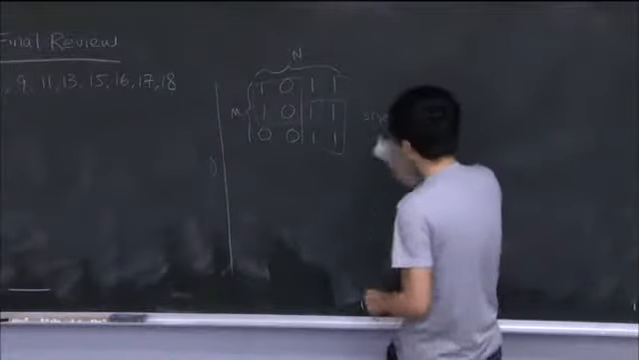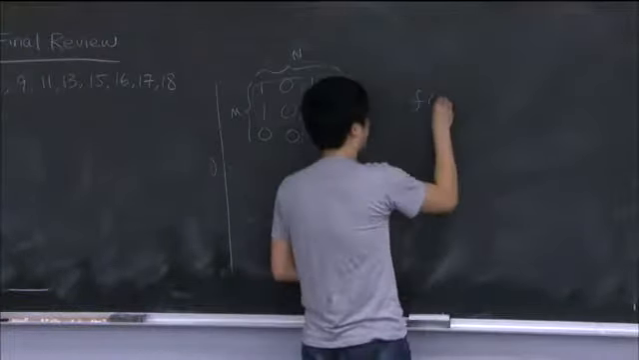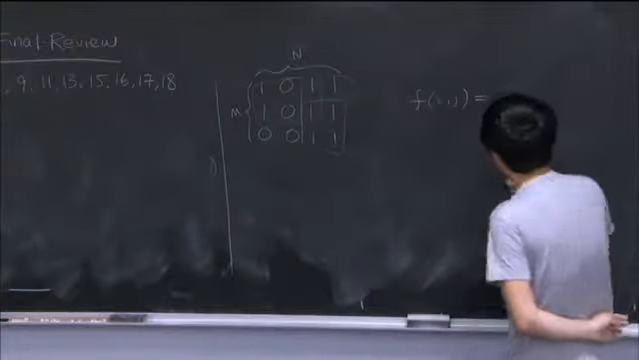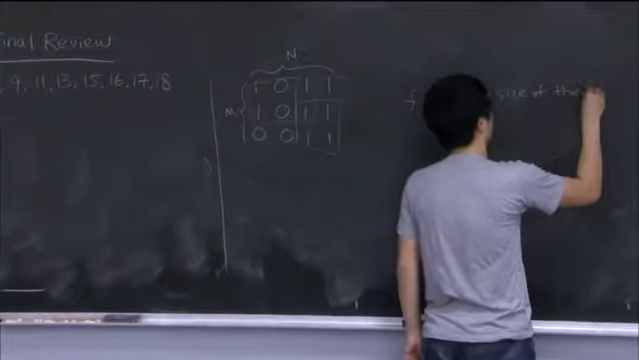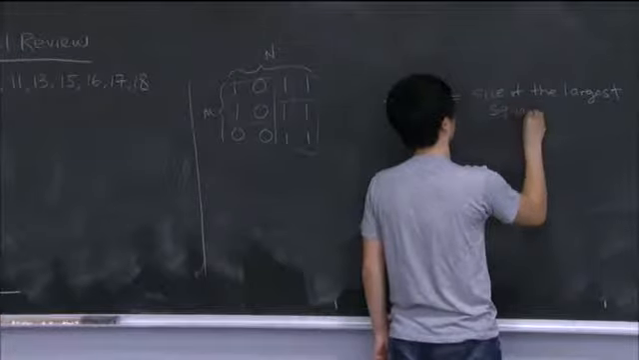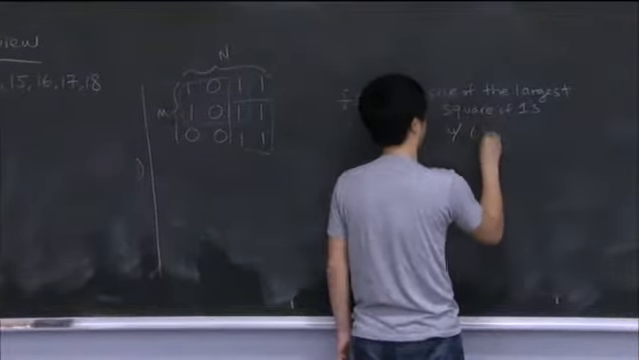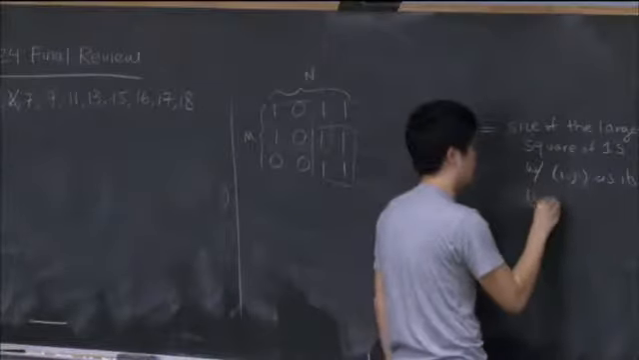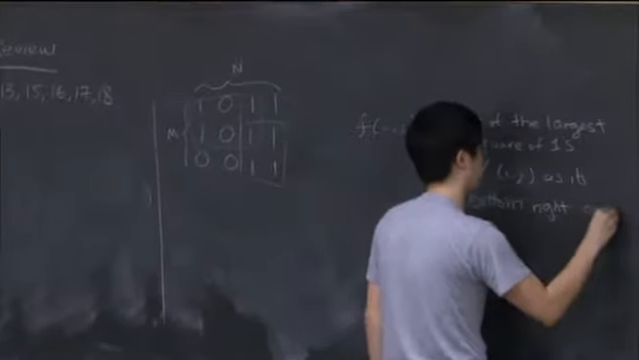Okay, so how we're going to define our recursion is we're going to have f of ij again. And this time we're going to define f of ij to be the size of the largest square matrix of 1s with ij as its bottom right corner.